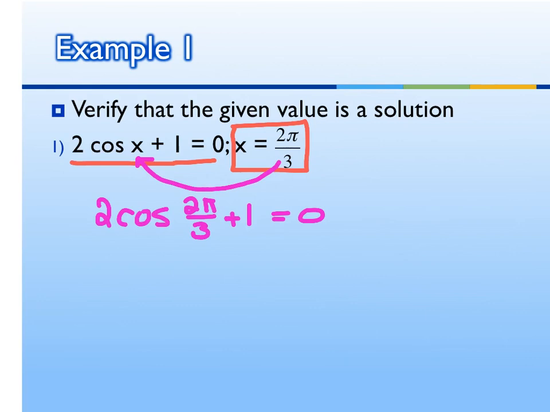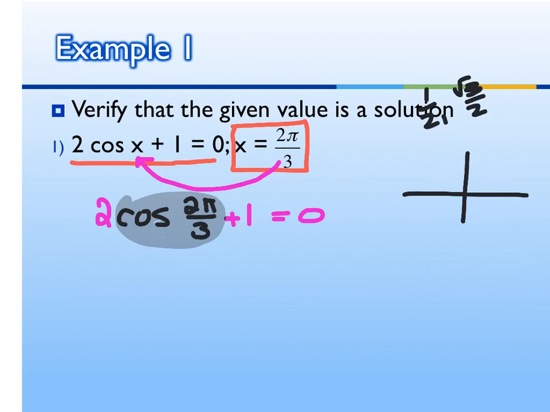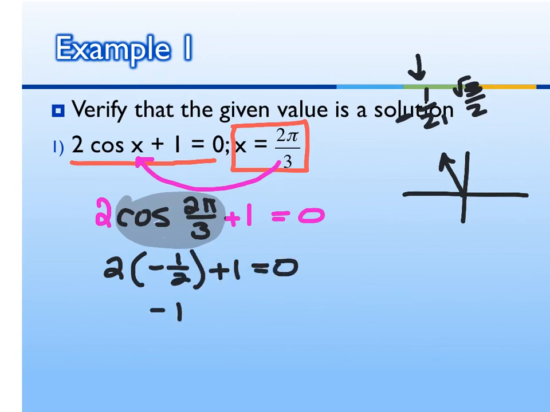So now I've got to find the cosine of 2 pi over 3 first, and that goes back to your unit circle. So if you remember, your pi over 3 is going to be your 1/2 and root 3 over 2 coordinate. And since it's the cosine, we're talking about a half. But at 2 pi over 3, which is in that second quadrant, this 1/2 would be negative. So 2 times negative 1/2 plus 1 becomes negative 1 plus 1, and 0 equals 0.